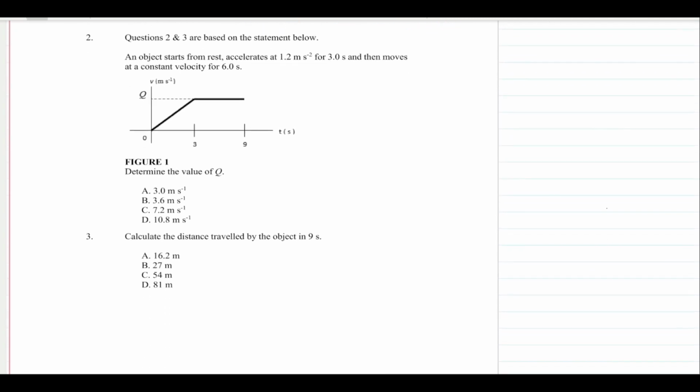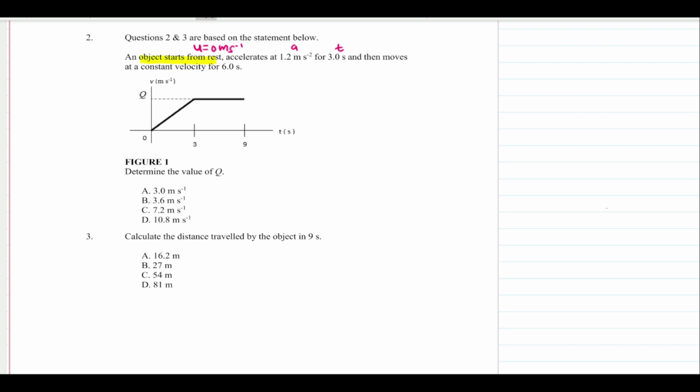Okay, question 2 and 3 are based on the statement below. So we are given the graph of V against T. So given that the acceleration, the object is start from rest. So U is equal to 0. Alright. And then, given that the acceleration A, 1.2, and T is equal to 3 seconds, and then the object move at a constant velocity for 6 seconds.